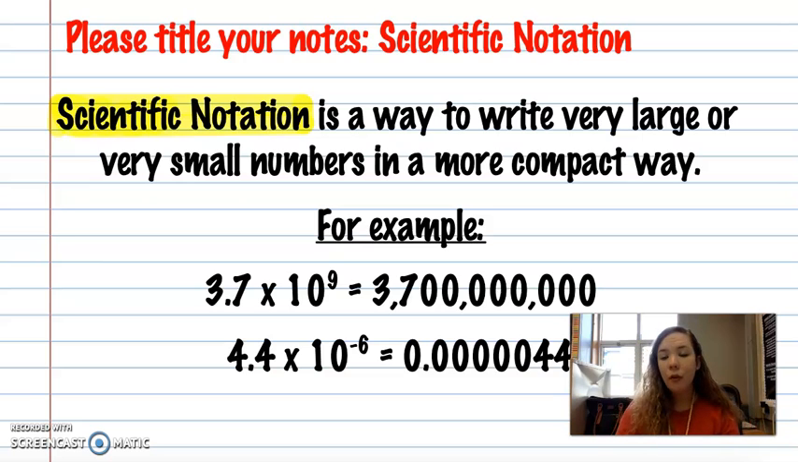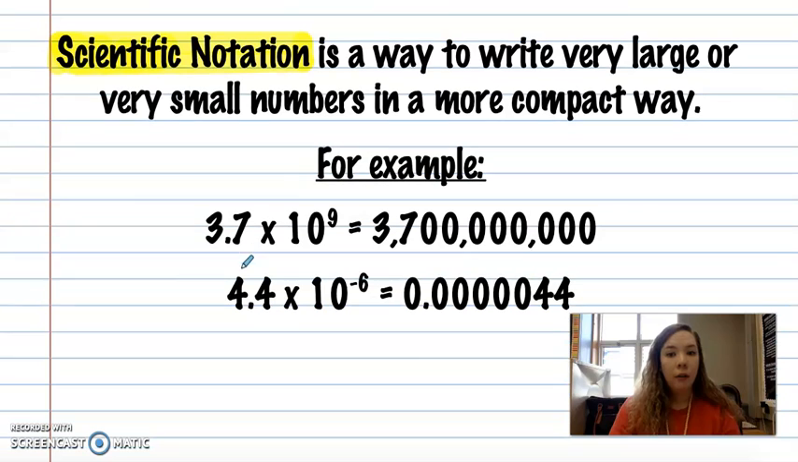So, for example here, if I have 3.7 times 10 to the 9th, that means I'm moving this decimal place 9 times to the right, which will give me this large number here, 3,700,000,000, which normally we wouldn't want to write all the way out. So that's why we have scientific notation. That's why it exists. And how we get from this to this is by moving that decimal 9 spaces to the right, since we have an exponent of positive 9.